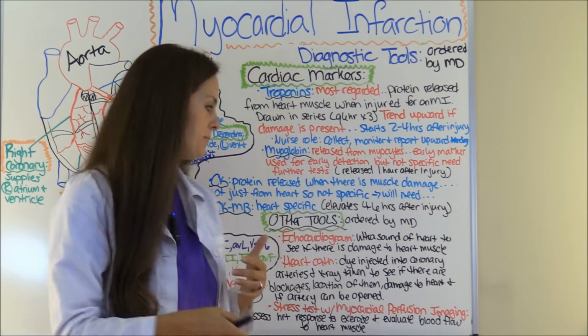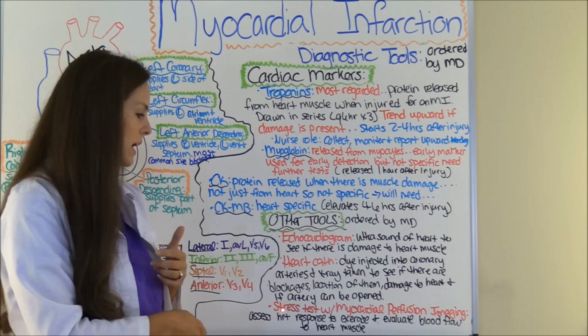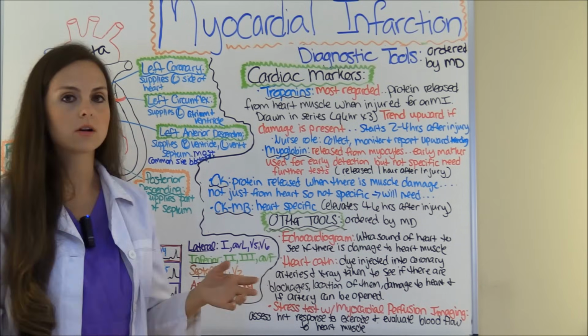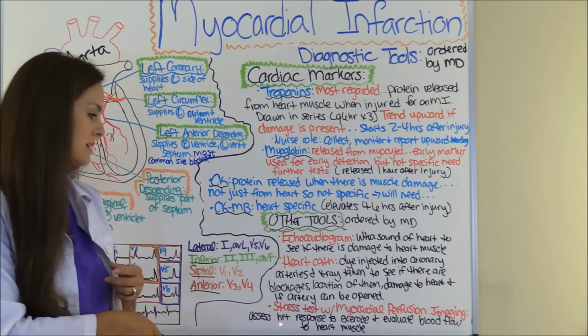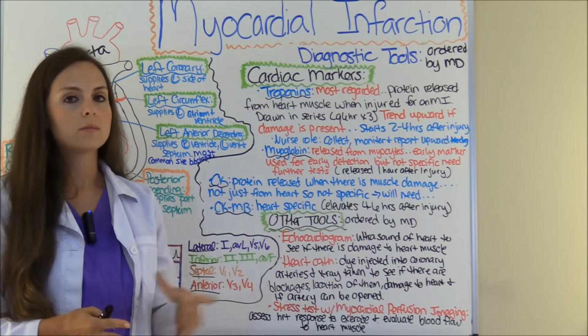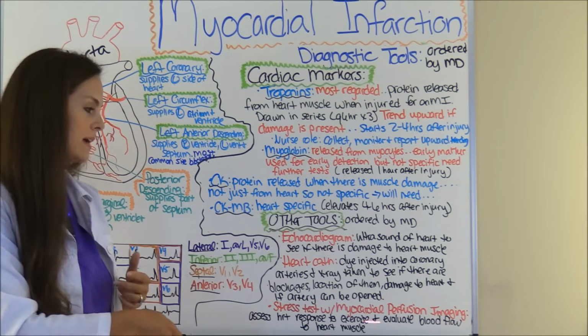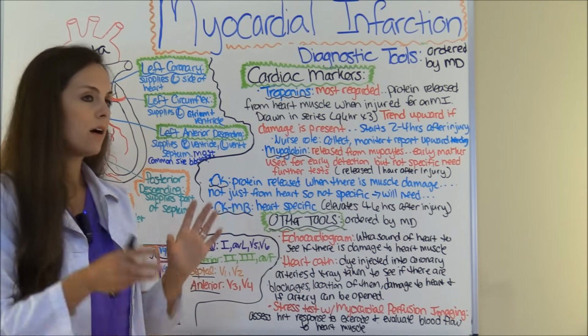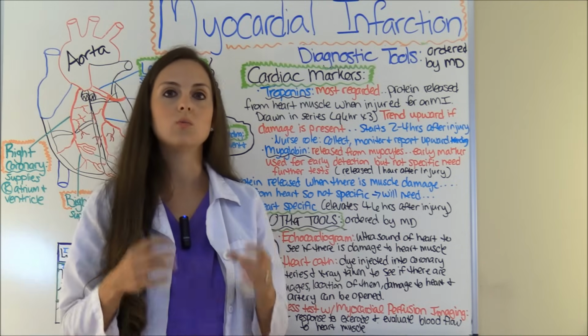Another thing that may be ordered is a stress test with myocardial perfusion imaging, also called MPI. This assesses the heart's response to exercise. They can do it with a chemical or on a treadmill, and they take imaging after they do that, and it evaluates the heart muscle, how that blood flow is getting to the heart muscle with imaging.